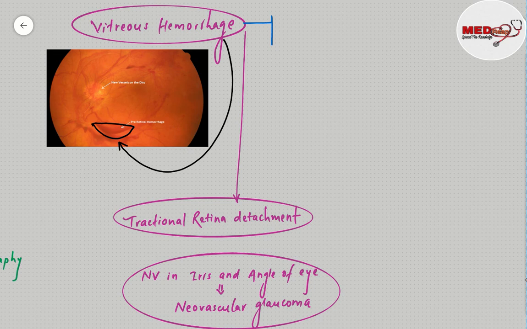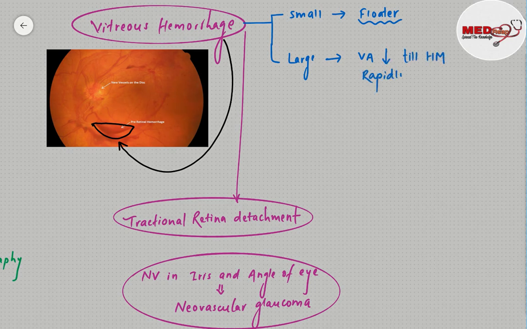If the vitreous hemorrhage is small, it will block a few light rays coming to the retina, producing black floating spots which are known as floaters. And if this vitreous hemorrhage is very large or it is in the macular region, then the visual acuity will drop to hand motion. This occurs very rapidly and without any pain.